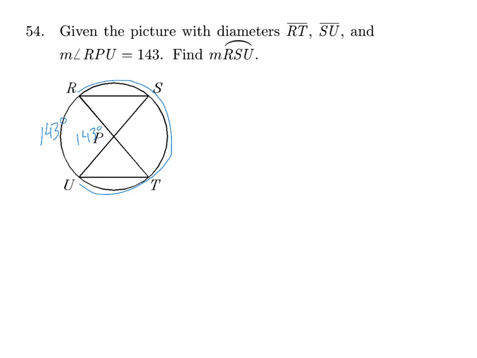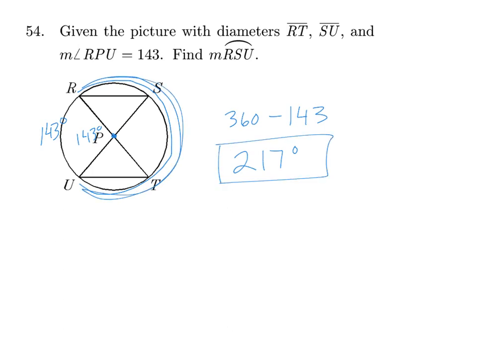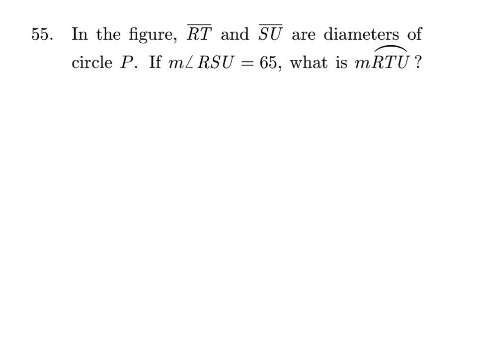It says that they're diameters, so they must intersect at the center. And I'm just going to take 360 and subtract 143. So I end up with 217, which is the rest of the arc measure. Alright, that's all I have to do for that. Done. In the figure, RT and SU are diameters.